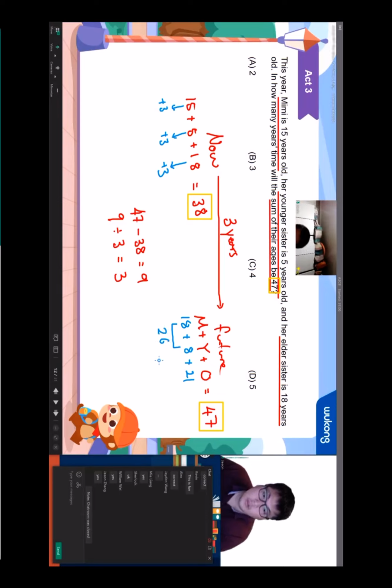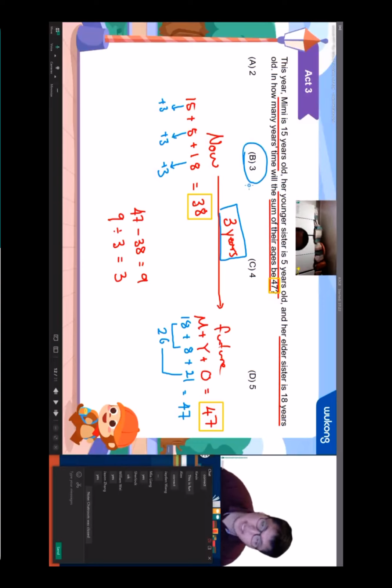26. Good, and finally, what's 26 plus 21? 47. So yes, we have the answer. If you read the question, in how many years' time will the sum be 47? We know the answer already. It's going to be 3 years. So that's why it's B. Does that make sense, Kevin?